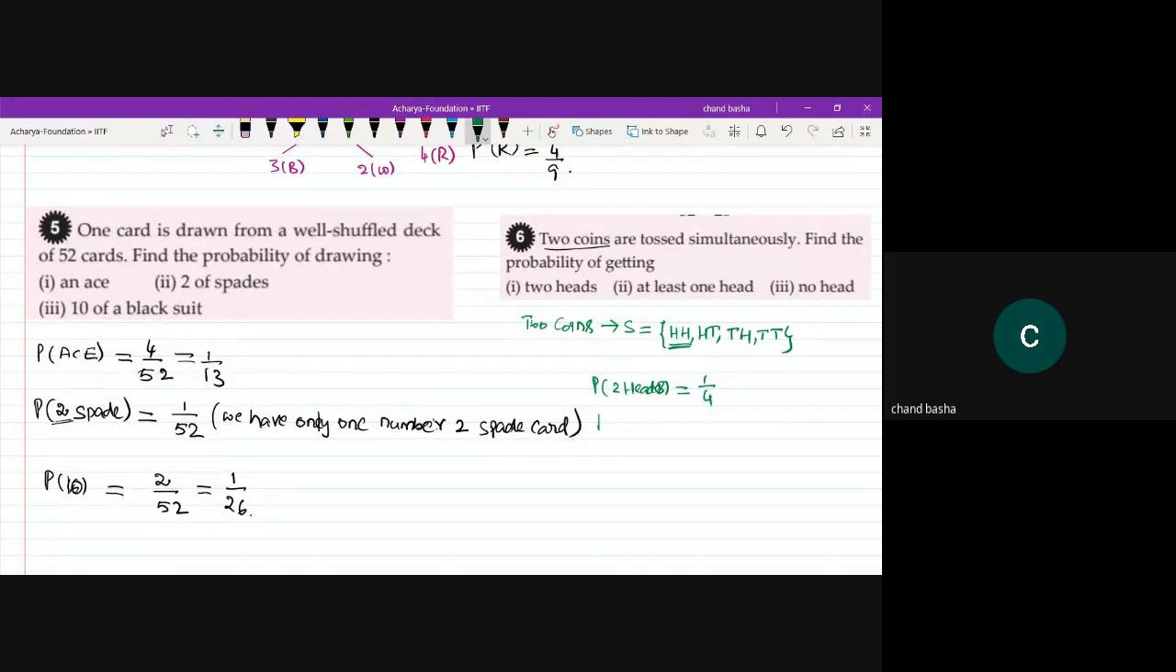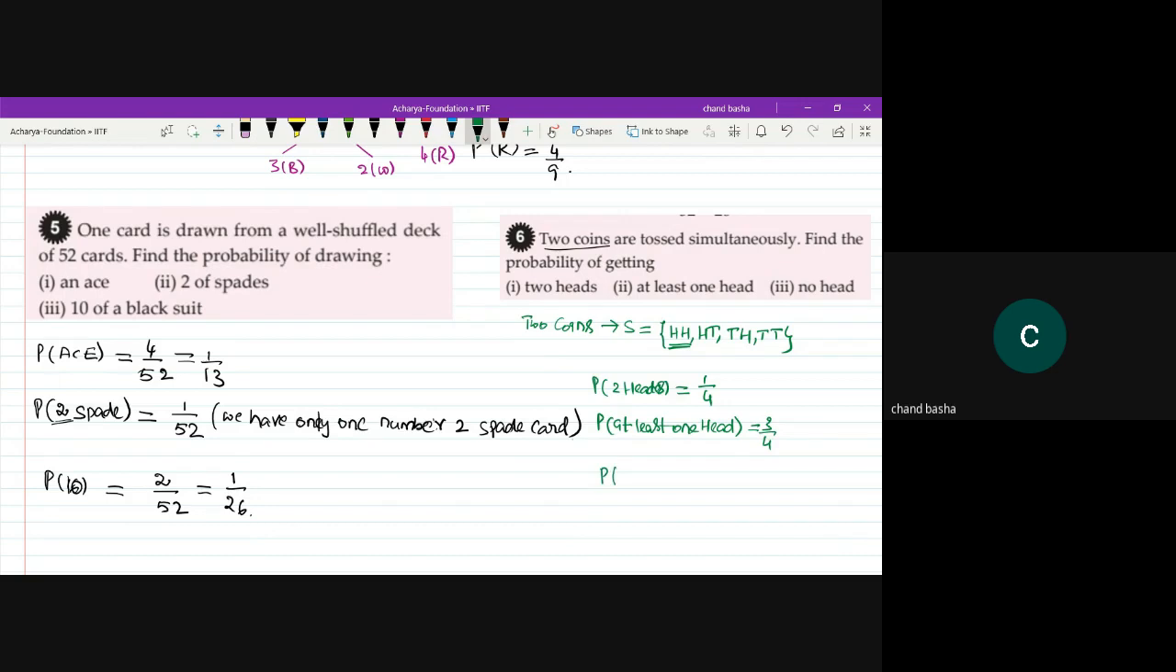At least one head. Probability of at least one head. At least one head means two heads or one head are possible. That is 3 divided by 4. As I said, it is correct.